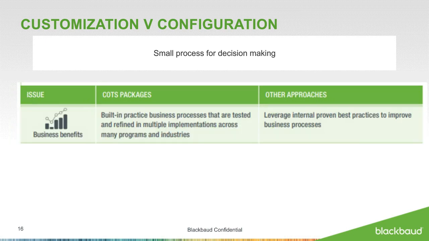Business benefits. One of the major reasons why the software industry has gravitated towards software as a service solutions that are accessed through the internet is that it lends itself to the scale needed to get a lot of customers. And what a lot of customers do for an organization like Blackbaud is they're a great source of feedback and a great source of what to do in the future.